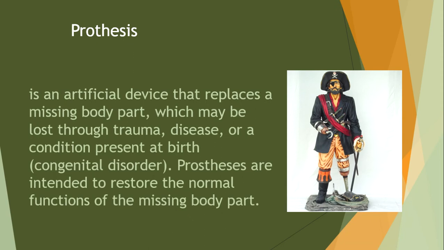And prosthesis. A prosthesis is an artificial device that replaces a missing body part, which may be lost through trauma, disease, or a condition present at birth, a congenital disorder. Prostheses are intended to restore the normal functions of the missing body part.